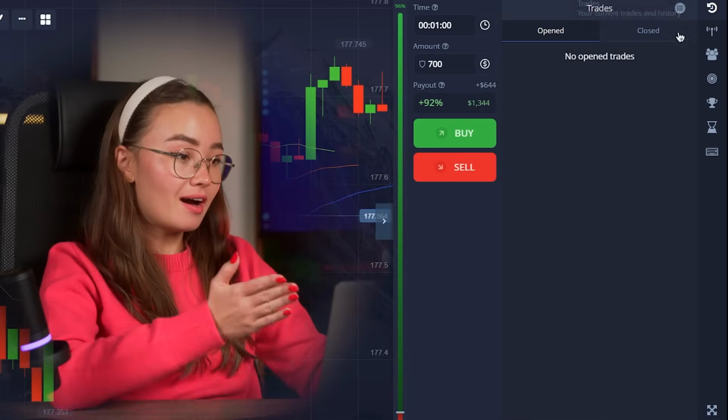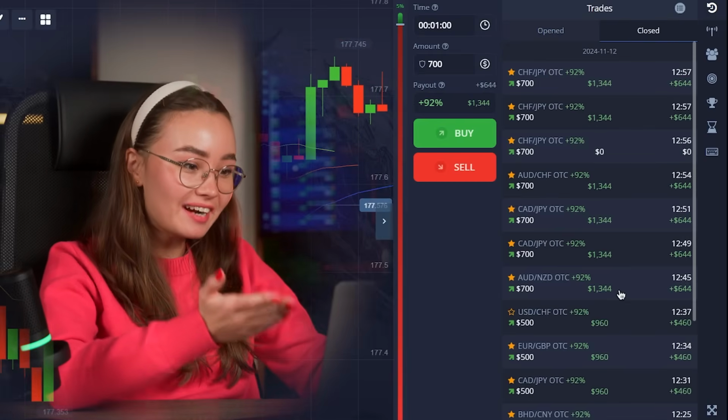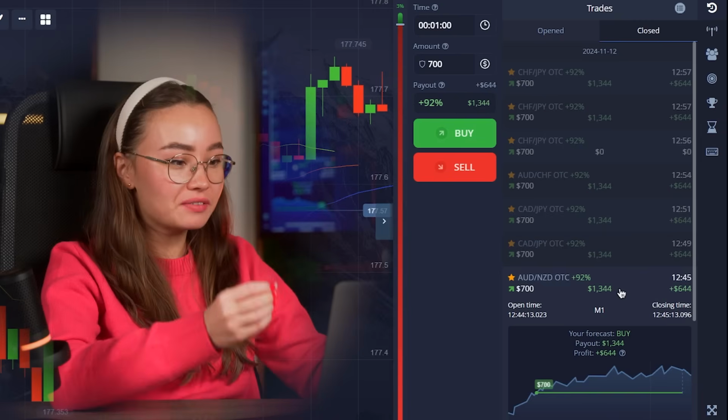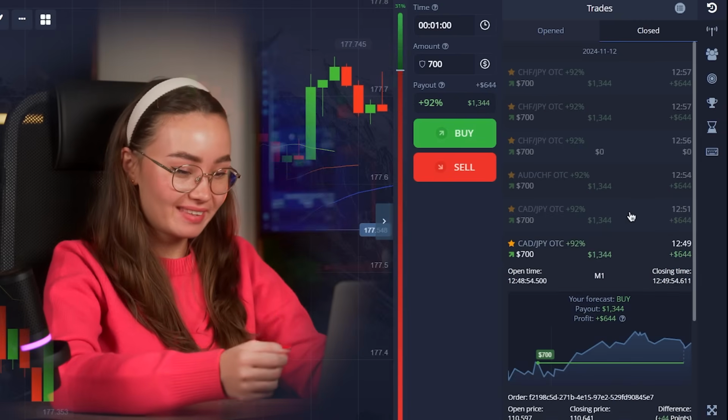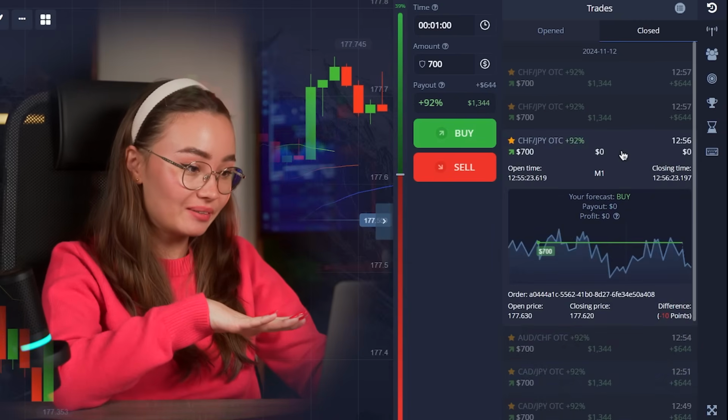And here are our results. Look at this beauty. The strategy works. Most of the trades close in profit. Admit it, it's a fantastic feeling, you know, guys.